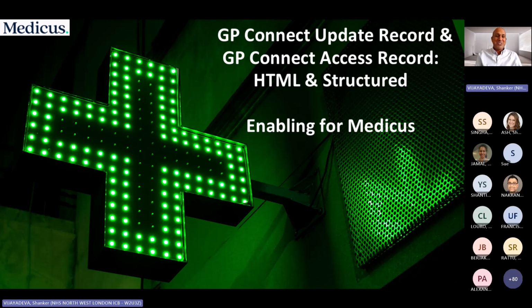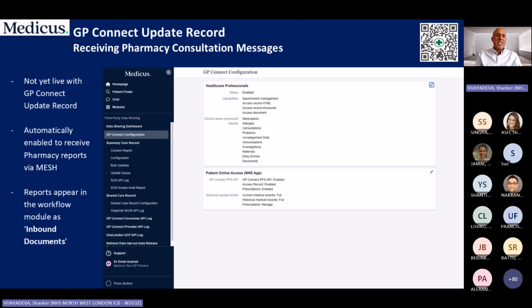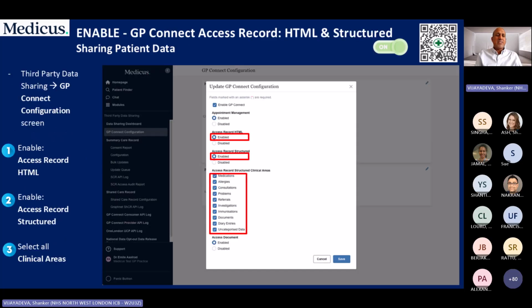And I do feel duty bound to very quickly say Medicus again, to keep it fair, because we've heard all three twice. So with Medicus, the first thing I mentioned was it's not yet live with GP Connect update record, but effectively the pharmacy consultations automatically flow through MESH, but not yet as a structured coded consultation. So it will appear in inbound documents. And the flip of that, with access records, you can enable it. It's now ready for rollout, and they're starting to roll it out.